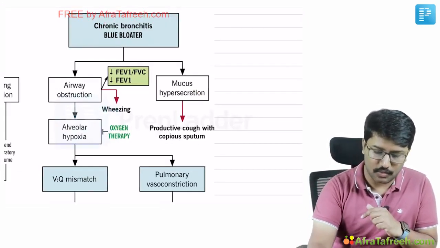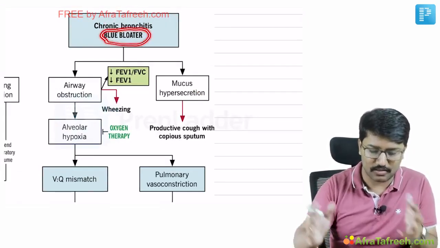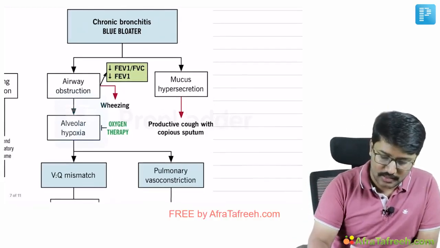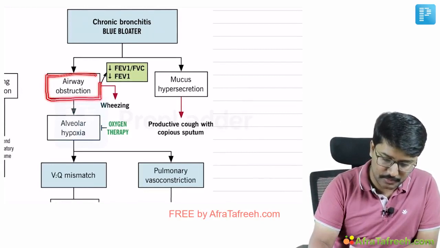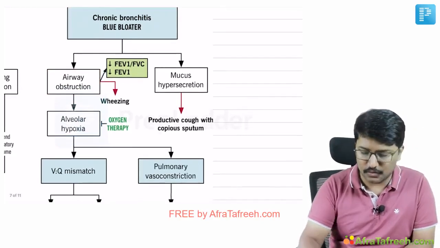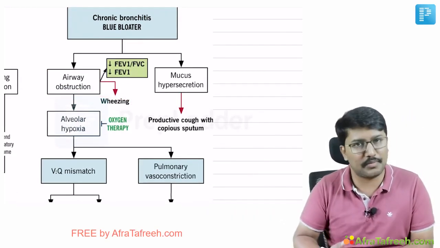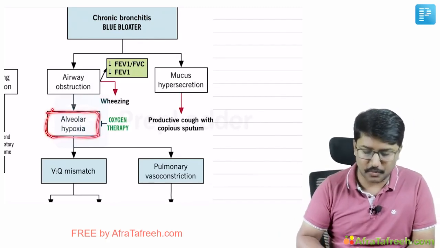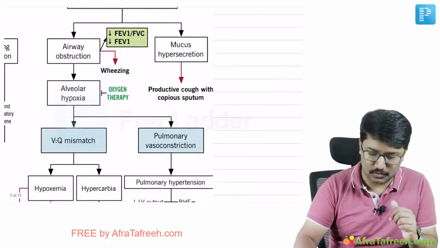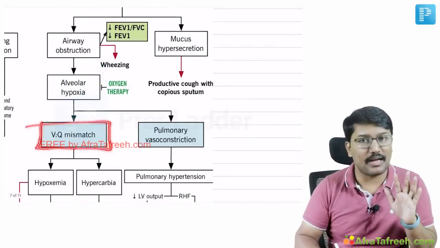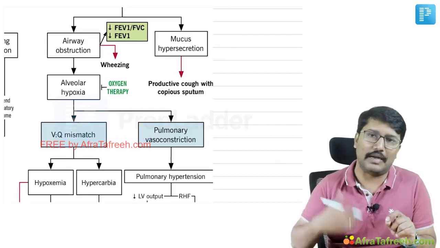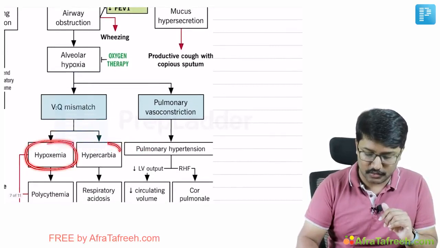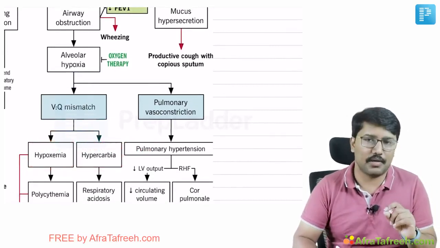In case of chronic bronchitis, which you often describe as blue bloater, a cyanosed and bloated individual, right? So in chronic bronchitis, airway obstruction, because of all the pathological changes that we have seen, leads to wheezing. That's how these patients can present to hospital. And obviously there is alveolar hypoxia because of the airway obstruction, and this leads to VQ mismatch. So perfusion is unaffected in chronic bronchitis, but ventilation is affected, and this mismatch leads to hypoxia and also carbon dioxide retention leading to hypercarbia.